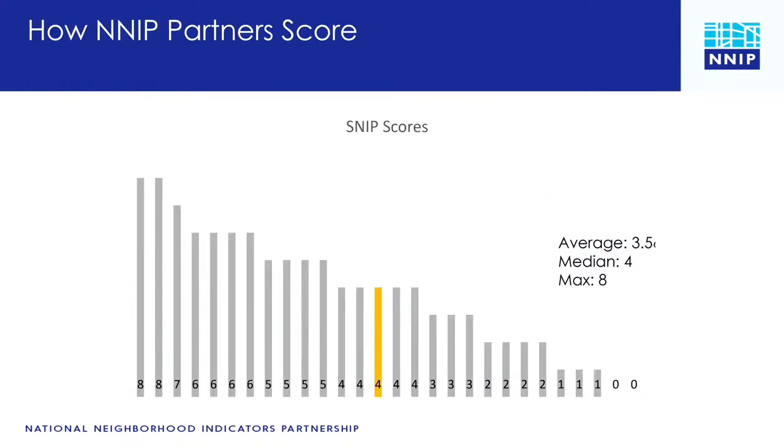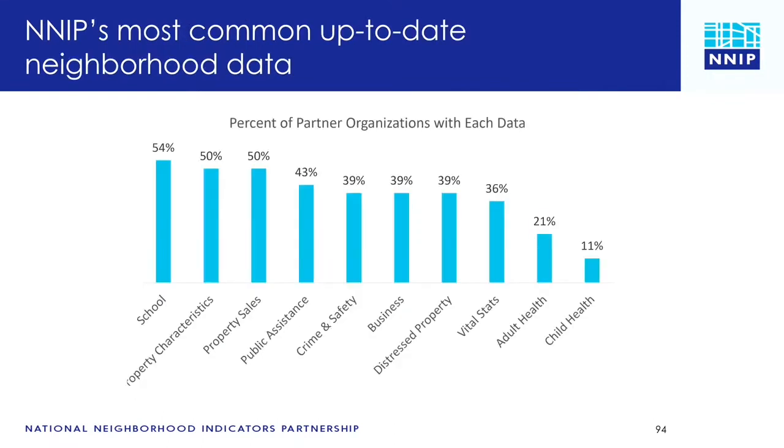So how did partners do this year? This is based on the recent updates. Our highest score was 8 for 2 of the partners, and then the average was 3.56. This is pretty similar to 2020 when we last did it, which was around 3.7, and then the median is 4. This looks at the percent of partners with each of those 10 categories. So the highest being school and property characteristics data, and then the least represented is adult health and child health, which are also pretty similar to how things usually are, especially in 2020.